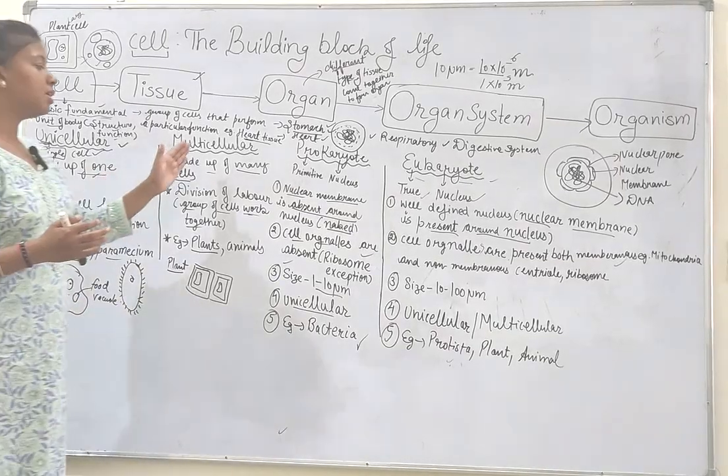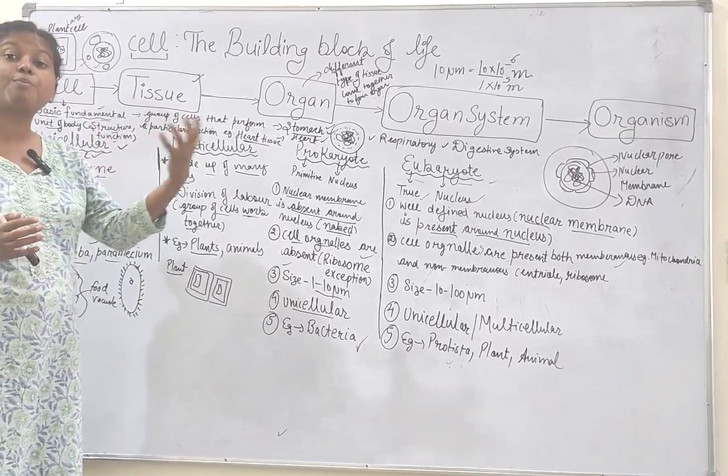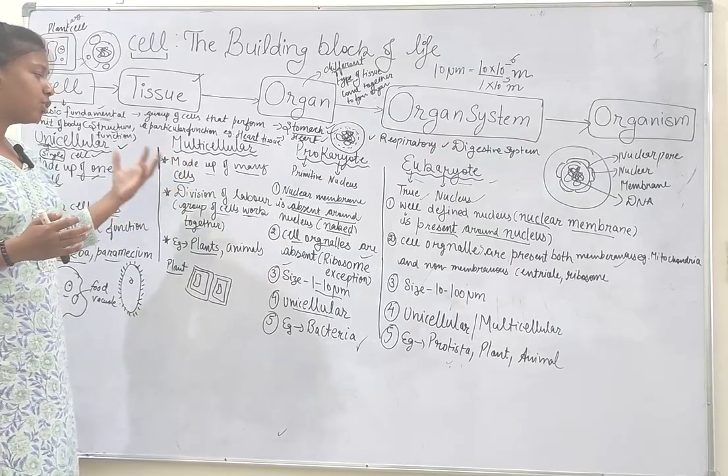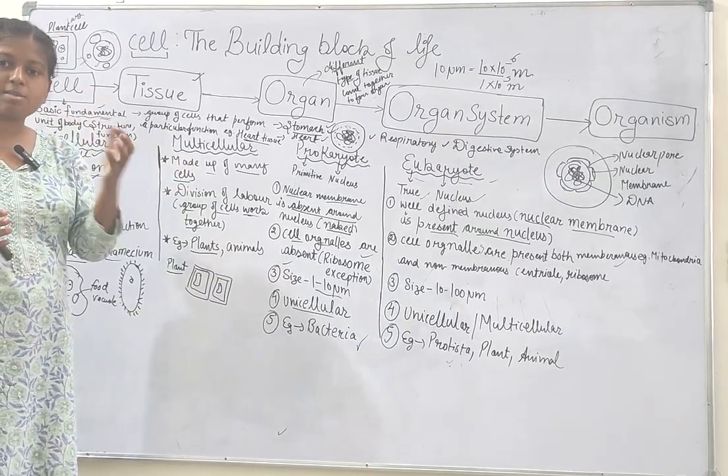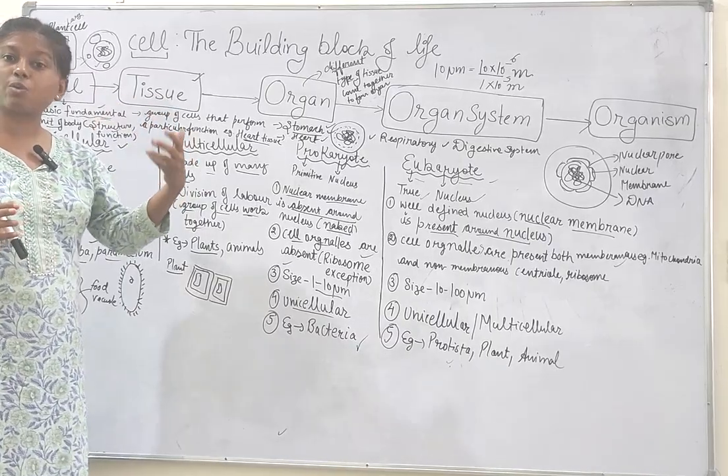Next, we come to the multicellular. Multi means many. So these are the organisms which are made up of many cells. Due to the presence of many cells, they have the capacity to perform division of labor.